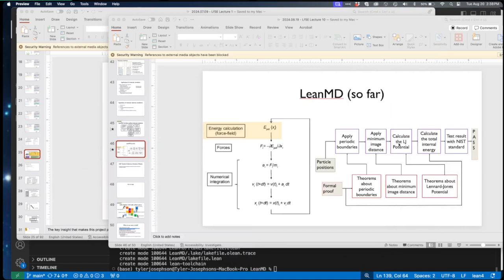After we have this distance, we calculate the energy from the Lennard-Jones potential. Then we total up the energy for all of the particles of the system in the box and compare our results against a NIST standard.